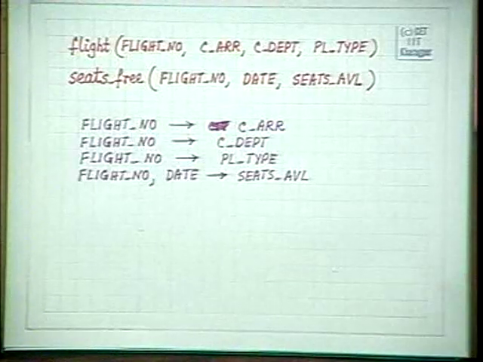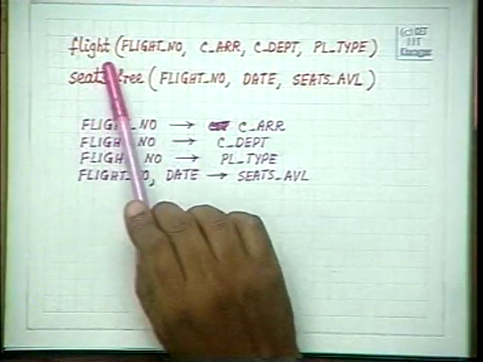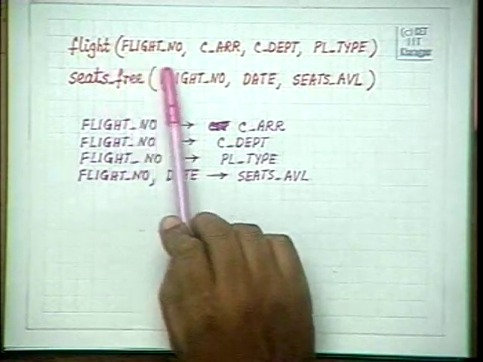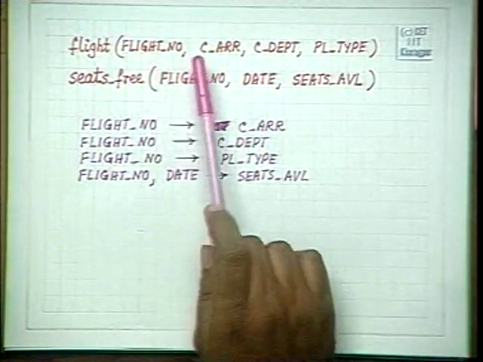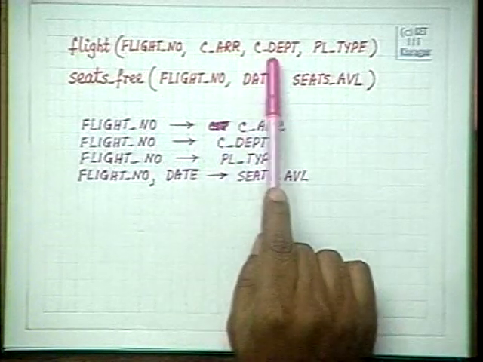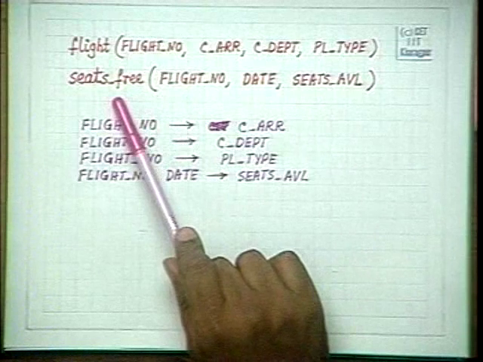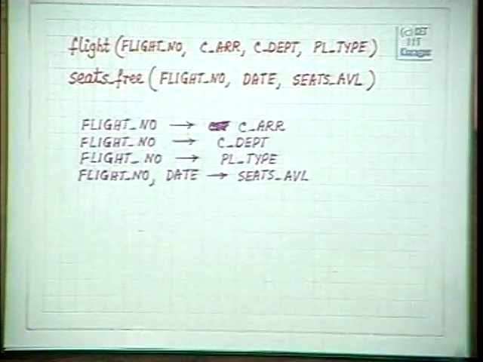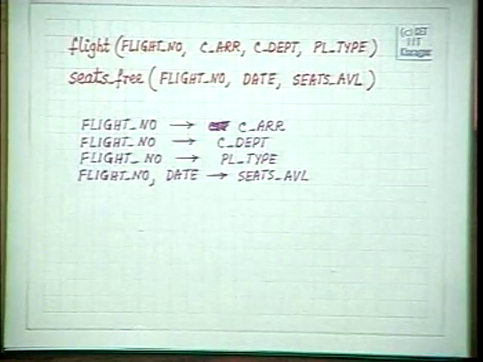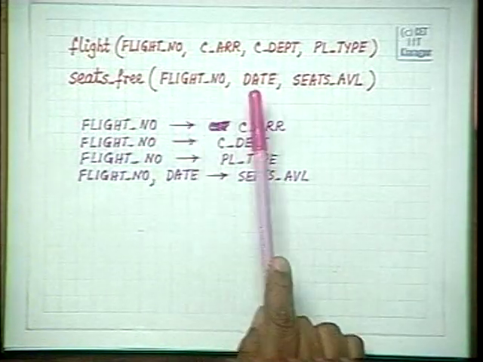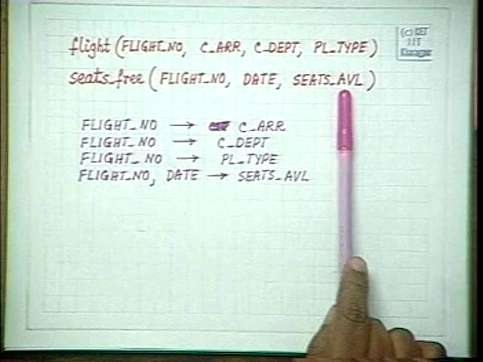We will see some quick examples. Let us see two examples in an airline database. These are the set of flights: flight number, city of arrival, city of departure, type of plane. Let us say this is the number of seats free. That is flight number, date, and this is the number of seats available.